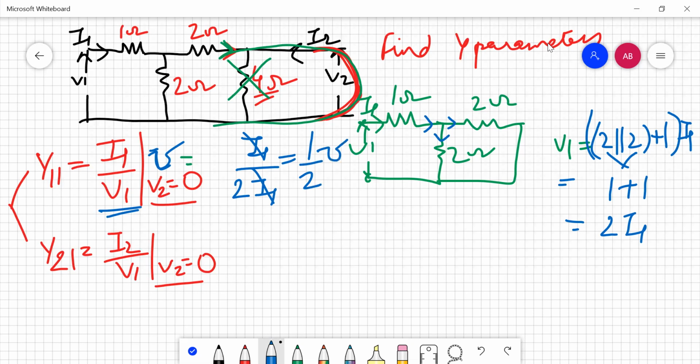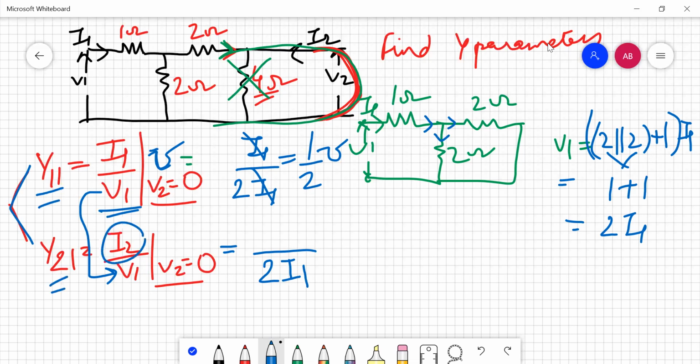There is a very interesting thing that you should keep in mind when you calculate these two parameters together. This V1 value will come over to this parameter as well. So you need not do anything, just write both of them together and mention here 2I1. You need not calculate it again. Just take the same value as in your y11 over to your y21.